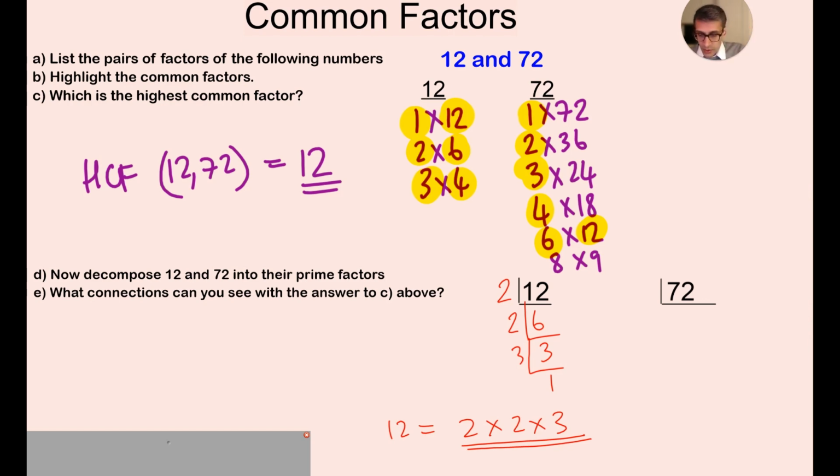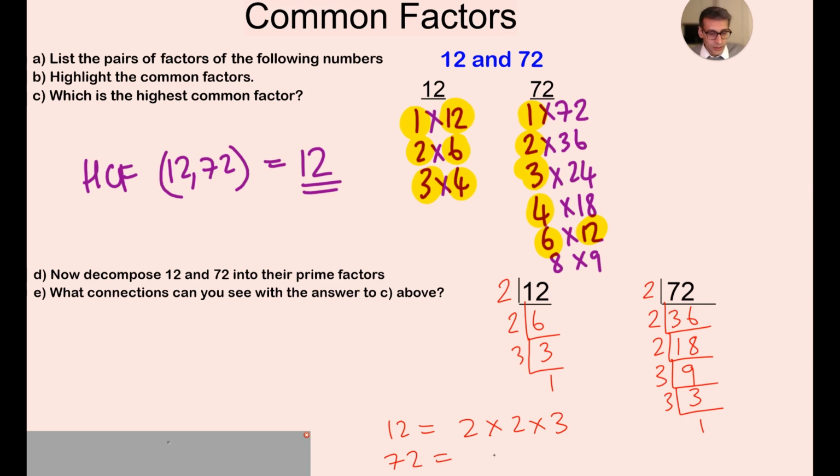And then for 72, we're going to divide it by 2 to get 36, divide it by 2 to get 18, divide it by 2 to get 9, divide it by 3 to get 3, divide it by 3 to get 1. So we can write 72 as 2 times 2 times 2 times 3 times 3.